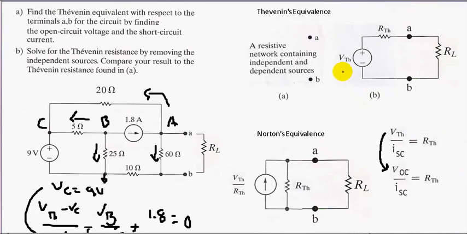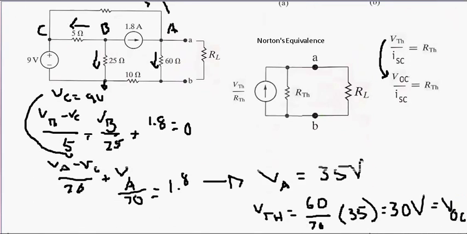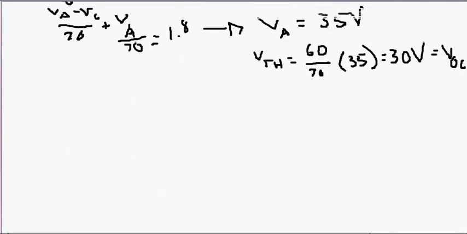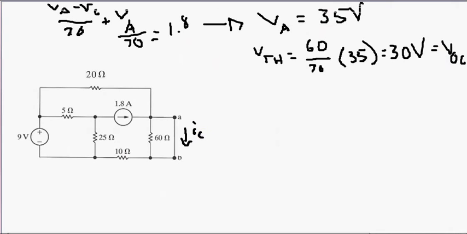Now we found V Thevenin right here. We need to find R Thevenin. To find R Thevenin, we need to find I short circuit. And to do so, we must short A and B by replacing it with a wire. We'll short that. Okay, this is I short circuit. We short A and B to find I short circuit.